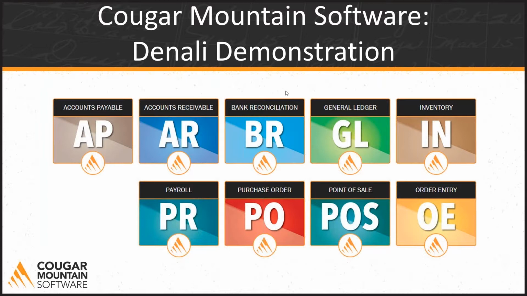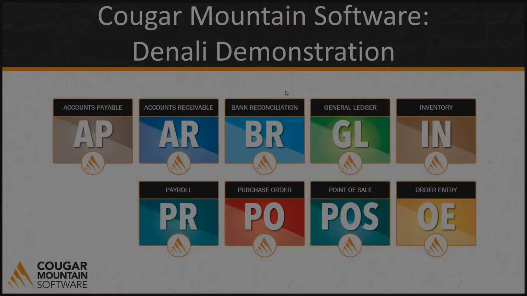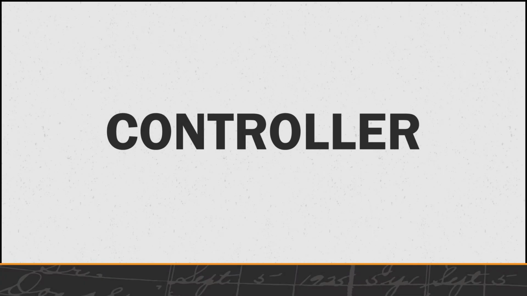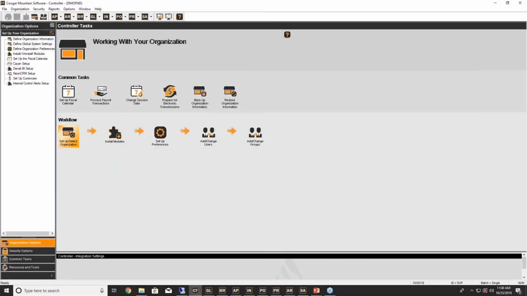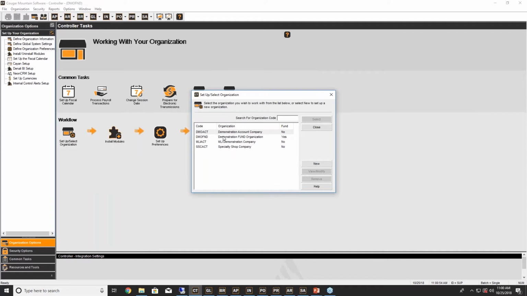We're going to start by going into the first part of the Denali accounting system, which is what we call the Denali controller. The Denali controller is where you go in and set up your organization information. In setting up your organization, Denali allows you to set up multiple company or organization files as needed if you need to track multiple companies. But most clients will probably just set up a single company for their overall organization.